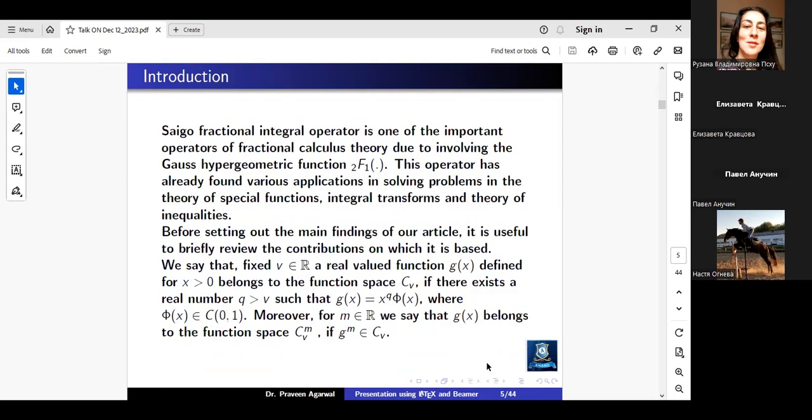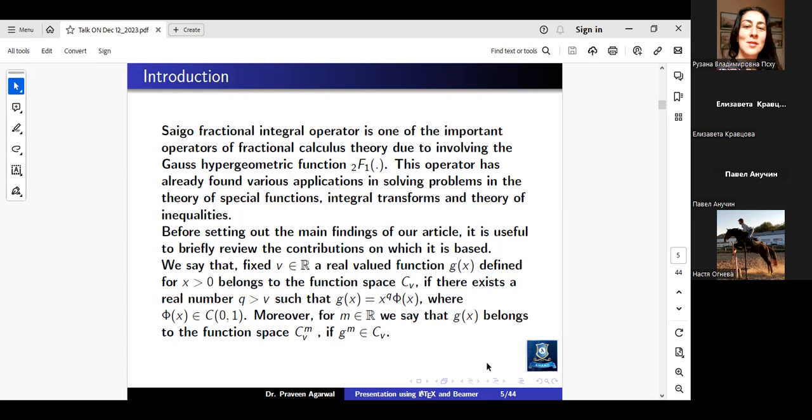Saigo is a Japanese professor working on fractional integral operators. The Saigo operator is one of the important operators of fractional calculus because it involves the Gauss hypergeometric function 2F1, a member of the family of special functions. This operator has found various applications in solving problems in the theory of special functions, integral transforms, and the theory of inequalities. Before setting out the main findings of our article, it is useful to briefly review the contributions on which it is based.